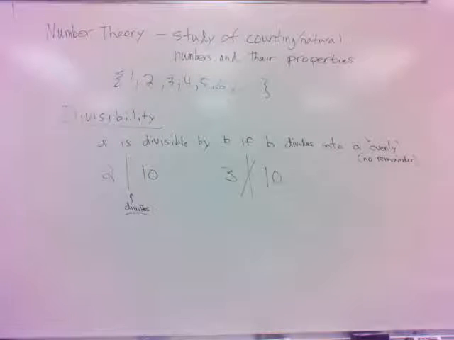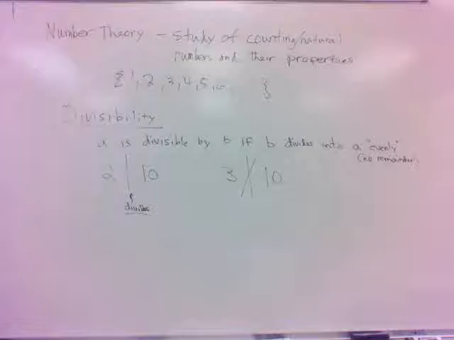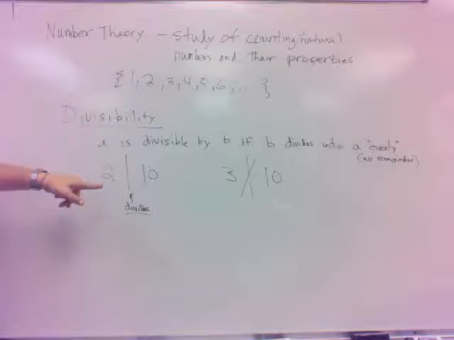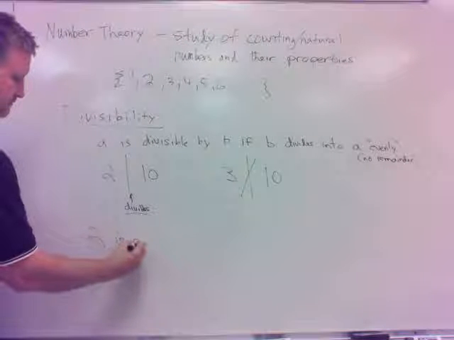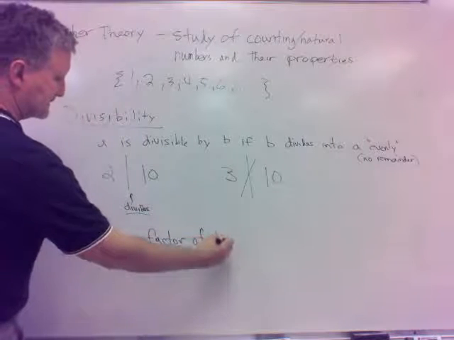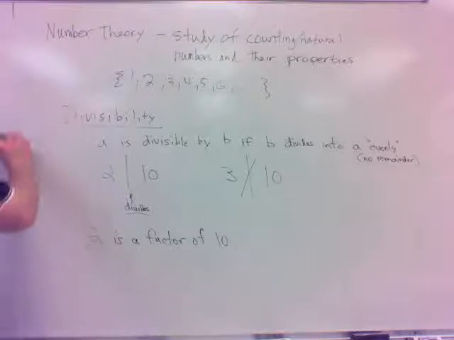Now, what this also means is, what is 2 to 10? What other term here would be associated? Wouldn't 2 be a factor of 10? 2 is a factor of 10. So that's another idea in number theory. If it divides it evenly, it's a factor. And that's what I want to explore with you a little bit here. Let's just do a couple of lists of factors of certain numbers.